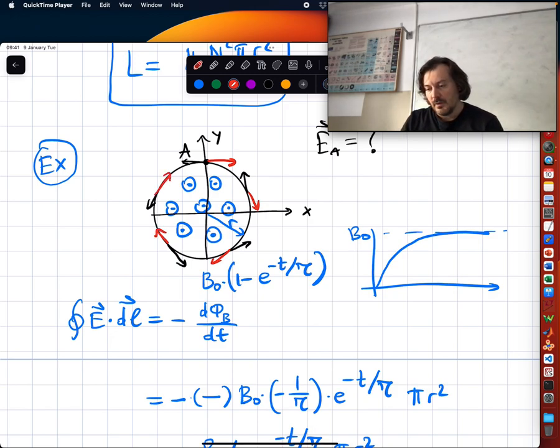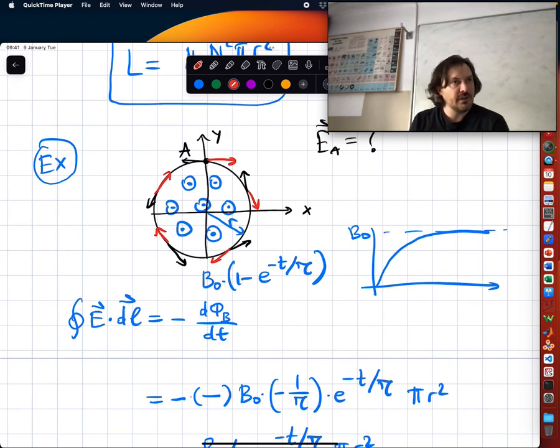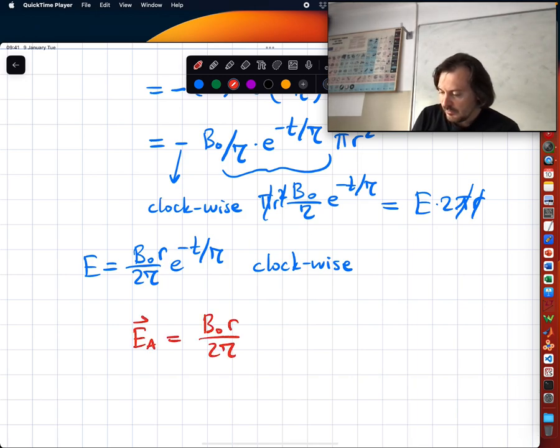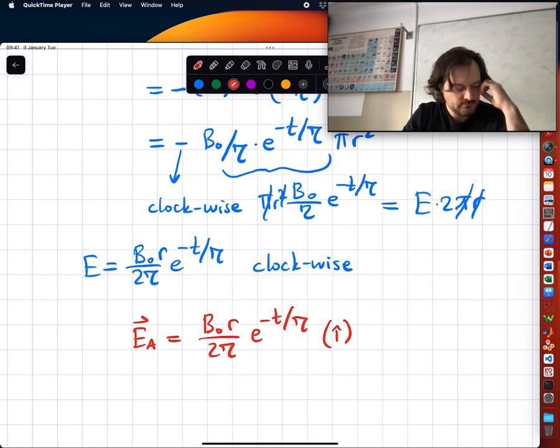So in particular, EA is pointing in the positive x direction. So EA is going to be B0 R over 2 tau e to the minus t over tau times i direction. Okay? Are you happy with this? Yes.